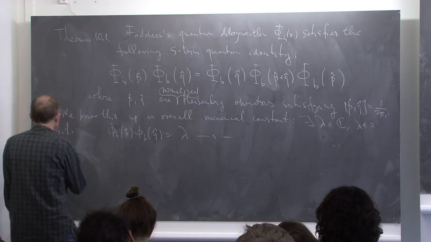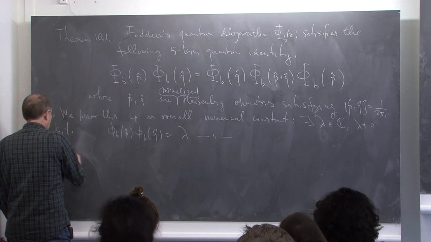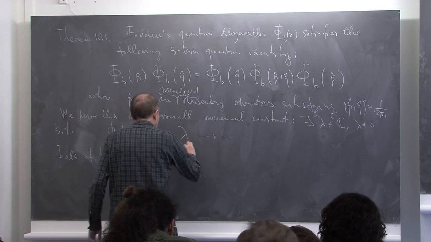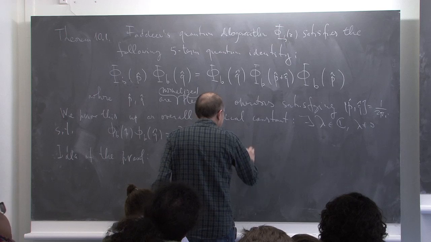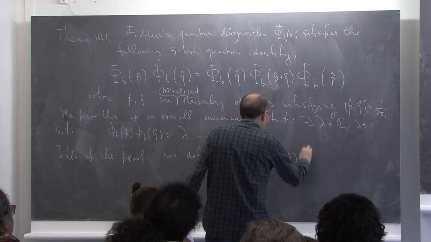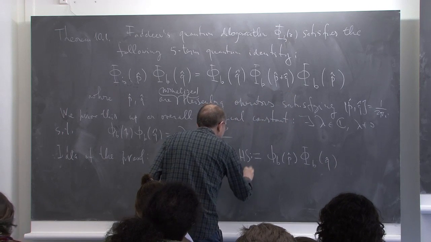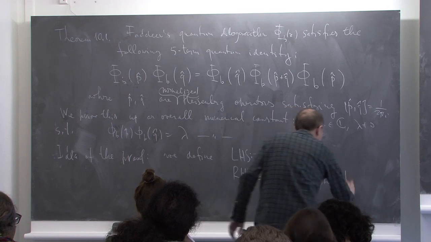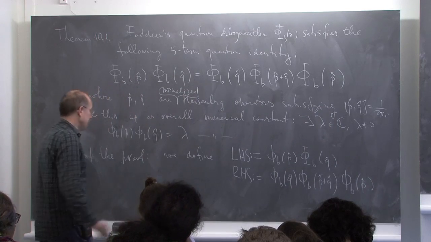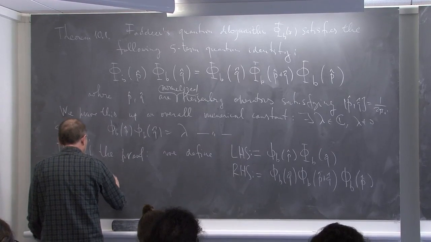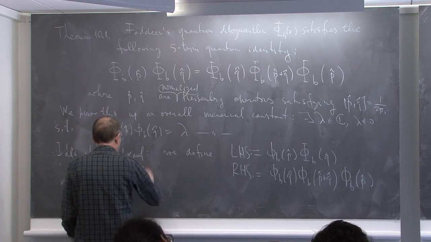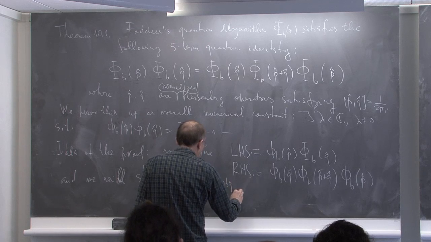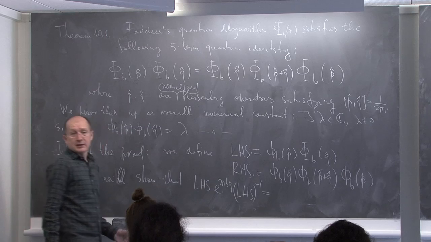So what is the idea of the proof? We define the left-hand side to be equal to phi b of p, phi b of q, and the right-hand side phi b of q, phi b of p plus q, phi b of p. We will show that the left-hand side conjugates e^{2 pi b q} the same way as the right-hand side.